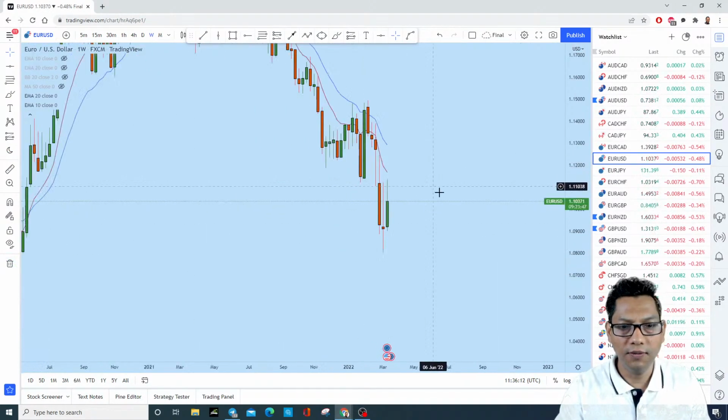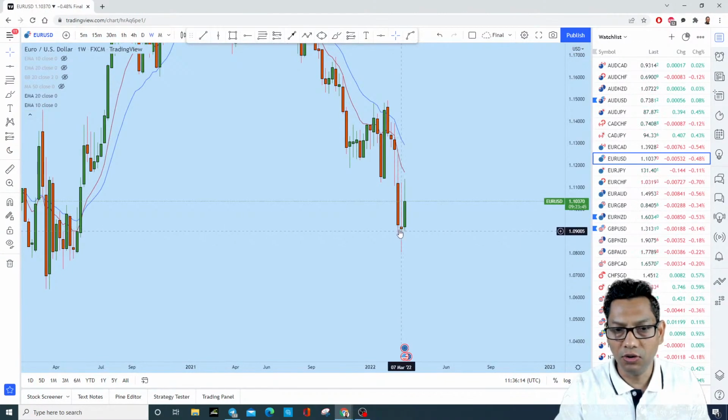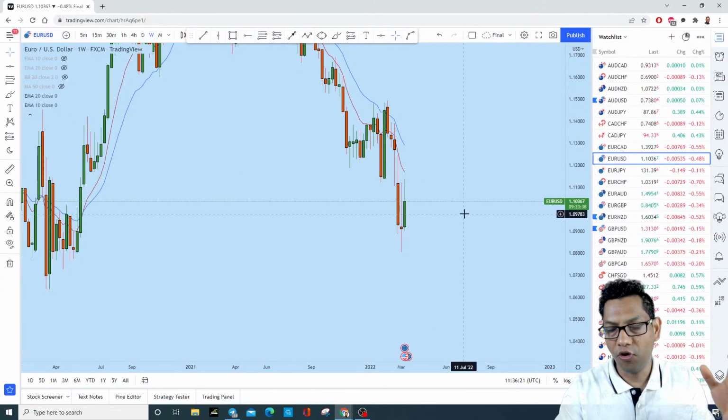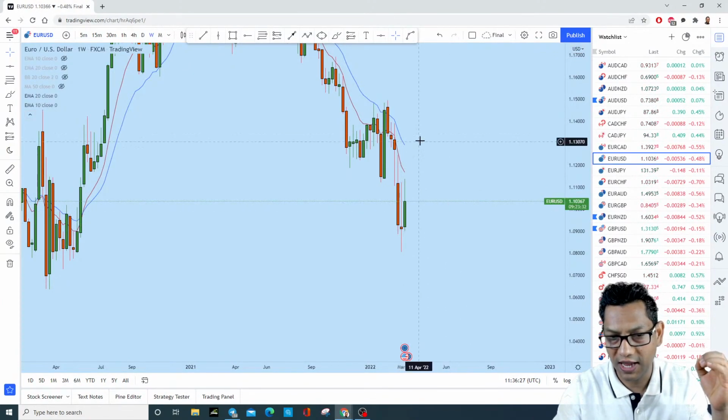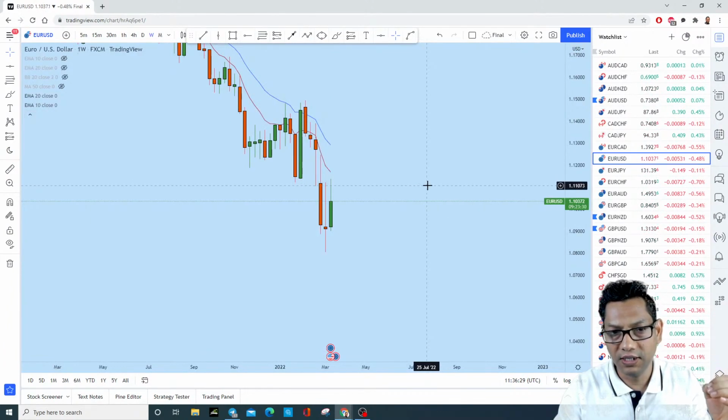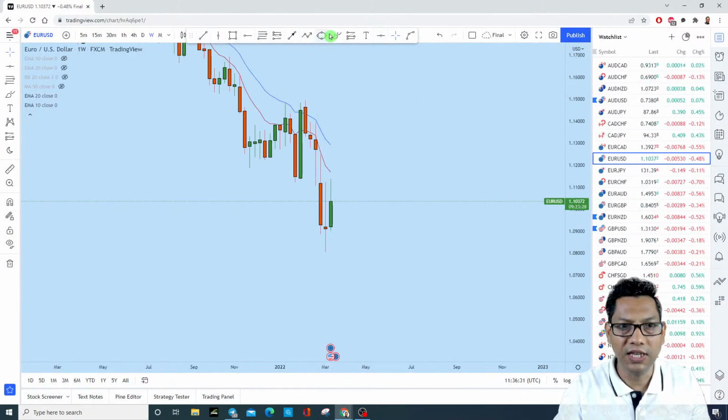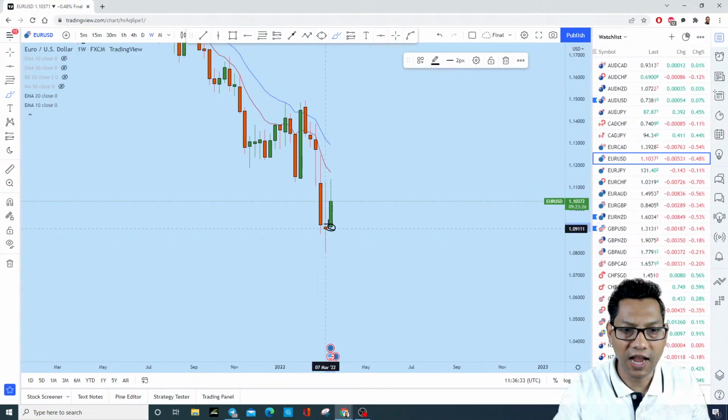Now euro dollar, after this weekly doji, this current week, immediately the price went up, and that is what I forecast in my weekly forex forecast. If you have seen that, definitely you have seen how I told that euro dollar is likely to go up. And this current week, we see that euro dollar basically has created a higher high. You see that this has crossed the high and higher low.